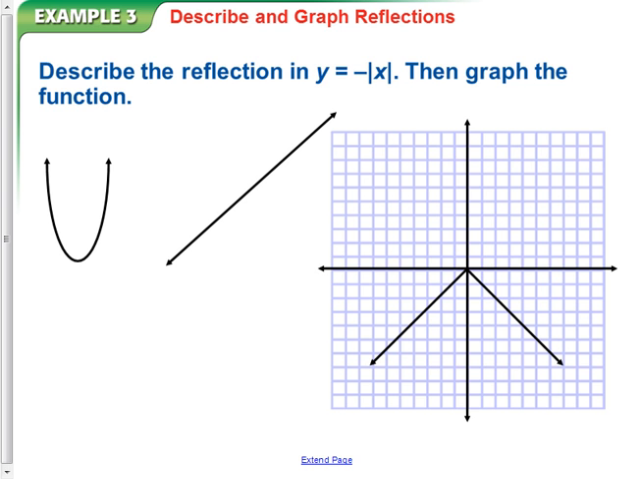It's still the same shape of the parent function. It hasn't shifted around. It's just been reflected. So go ahead and sketch that graph.